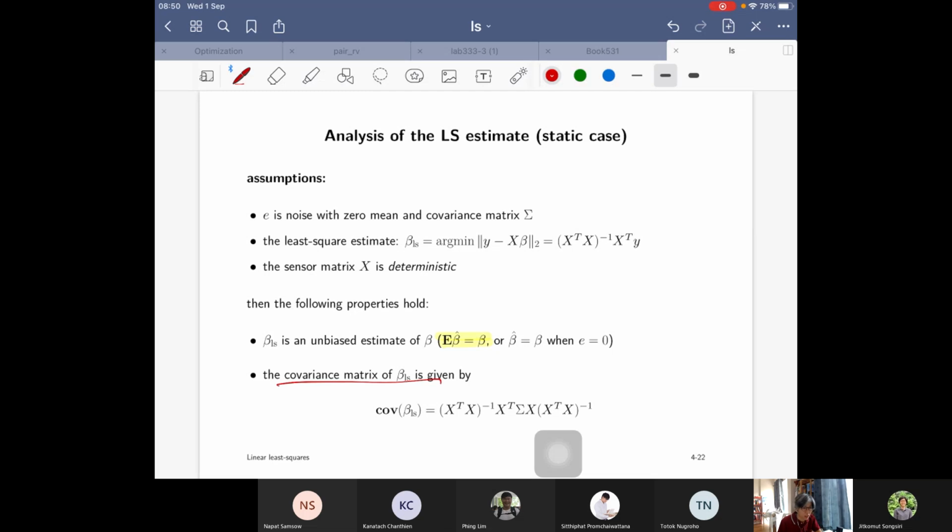Next, we're gonna take a look at the covariance of beta hat. Can someone suggest why do we care about the covariance? Napat? What can the covariance matrix tell us? I think it tells the dependence between input variables. Input variable? No, this is the covariance of beta hat, not the covariance of X.